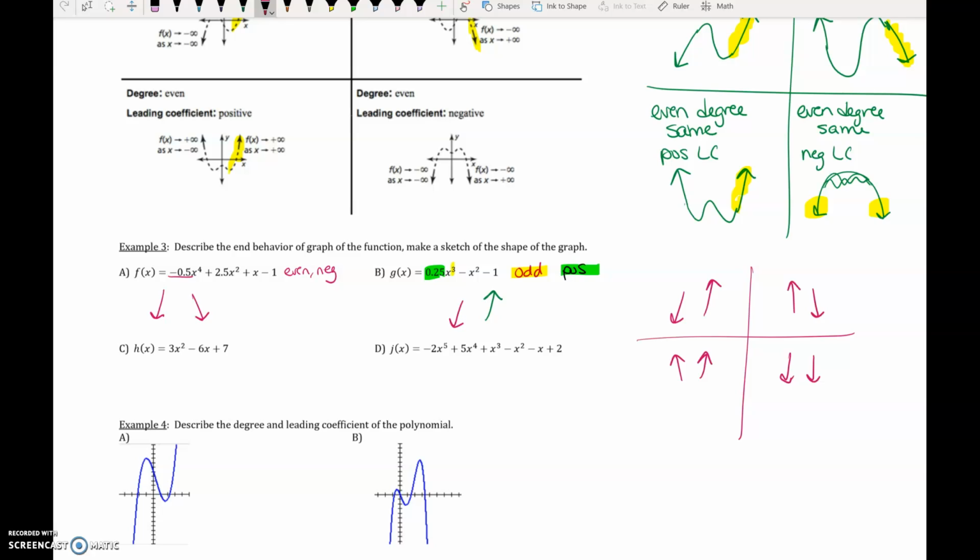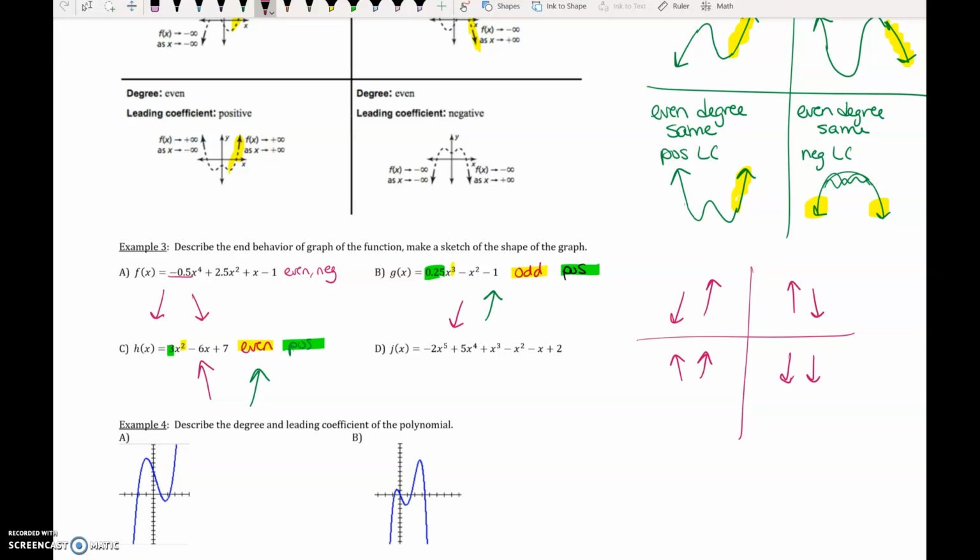C, we have an even degree. That 2 is an even number, so the ends are going to point in the same direction. The leading coefficient is positive, so I know the right side is going to point up, the left side will point in the same direction.